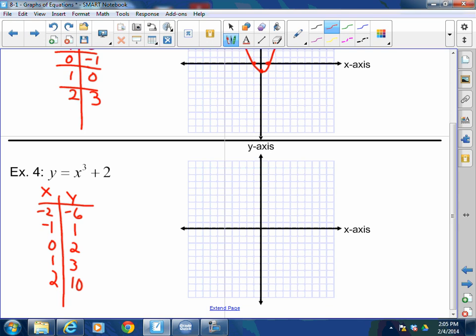So, negative 2, negative 6. 1, 2, 3, 4, 5, 6. Negative 1, 1. 0, 2. 1, 3. And 2, 10.